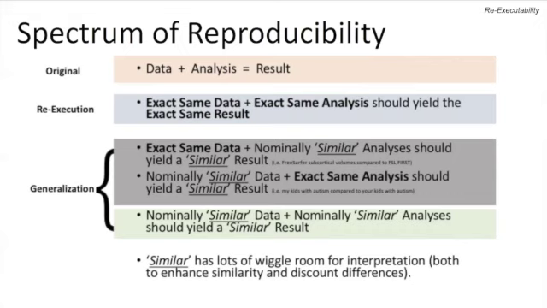The first level of things that we argue you need to be able to do in order to even think about the reproducibility of that result is to be able to re-execute that result. Can someone, yourself at a future time or someone else, access that exact same data? Can someone access that exact same analysis? And when you put those two things together, do you get that exact same result?